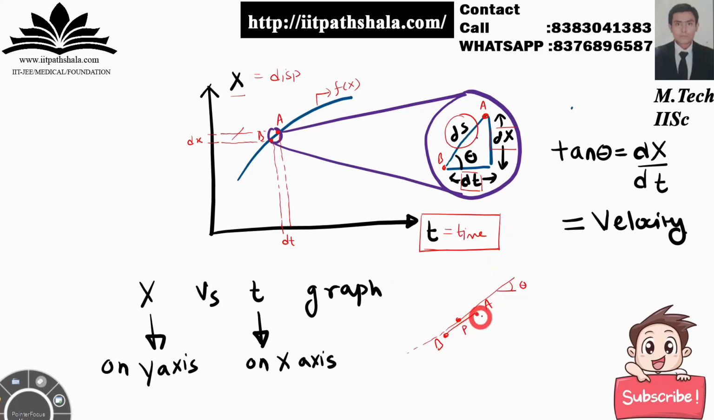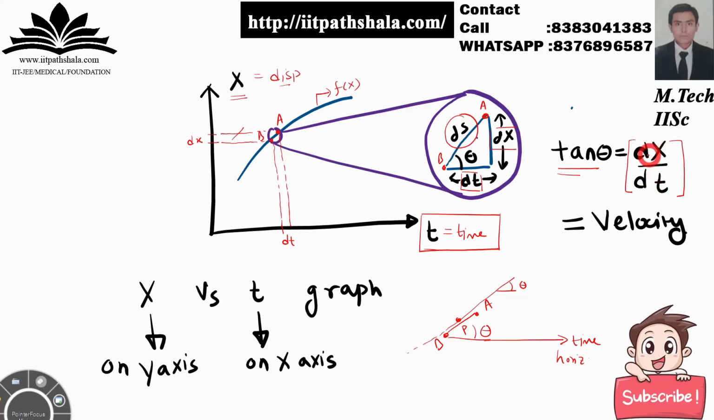So both of them, the line AB and my tangent, will be making the same angle, theta, with respect to my time axis or horizontal axis. Now if you use trigonometry, the tan value of this triangle will give dx by dt. Hence, on my xt curve, my displacement-time curve, I have my slope as dx by dt.